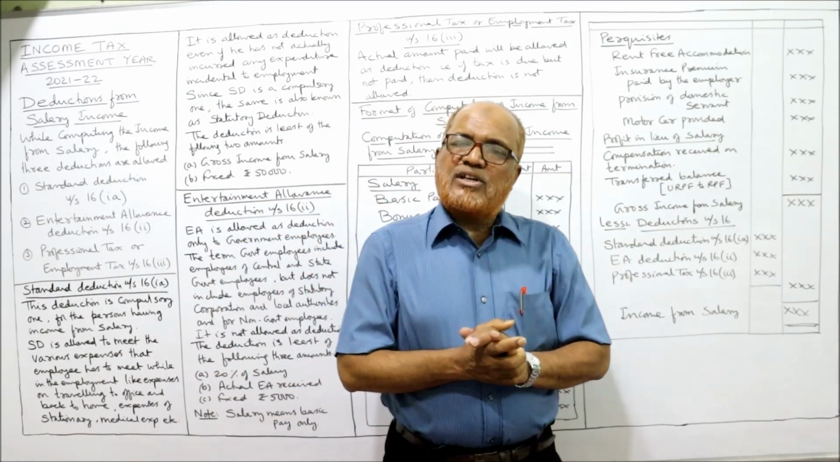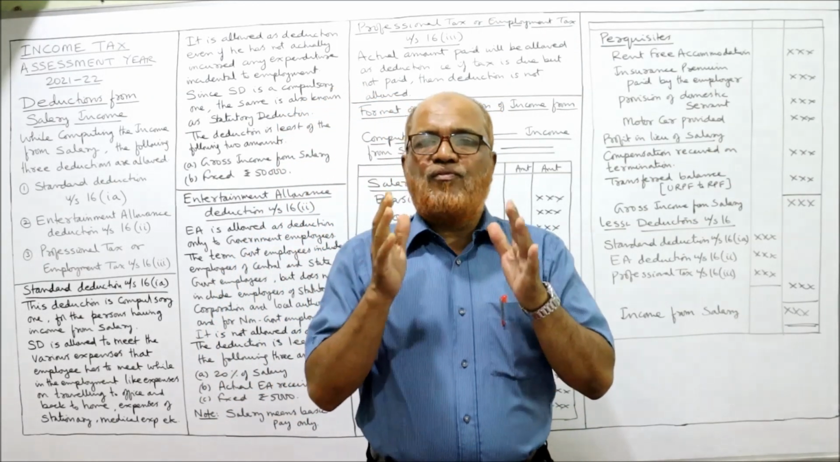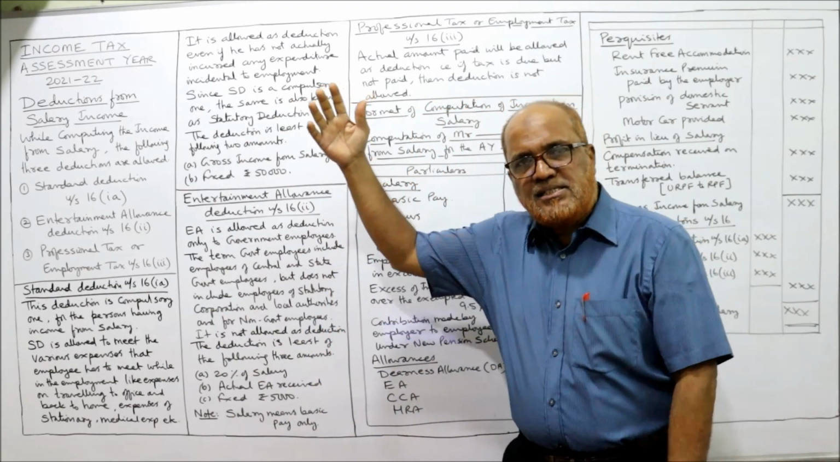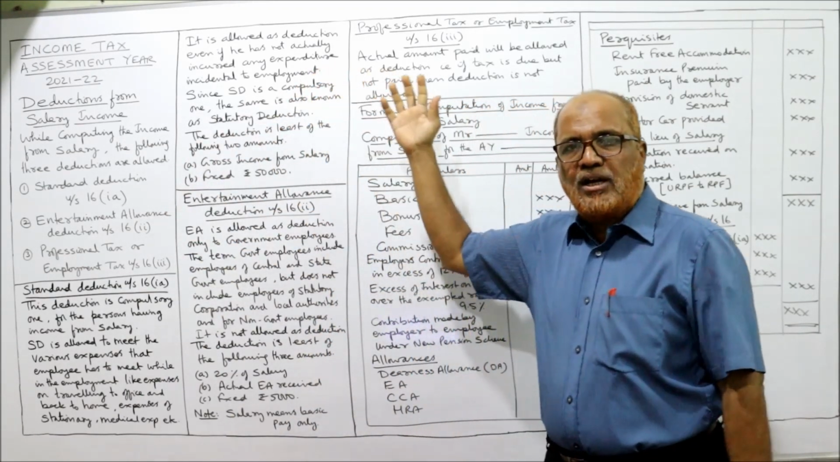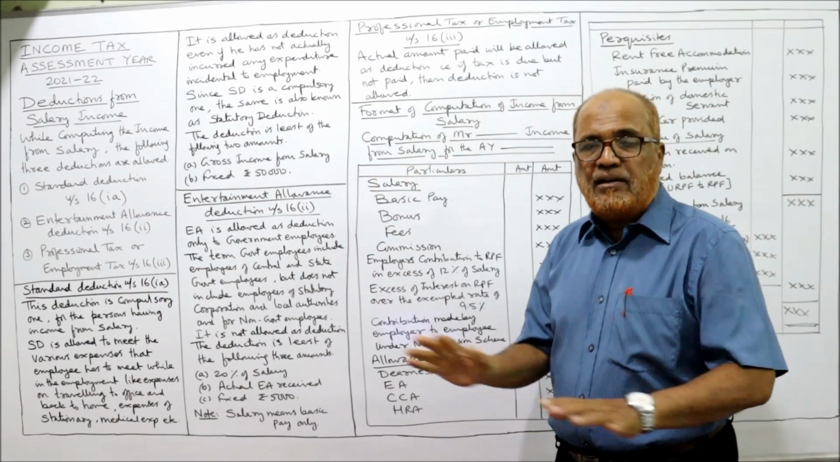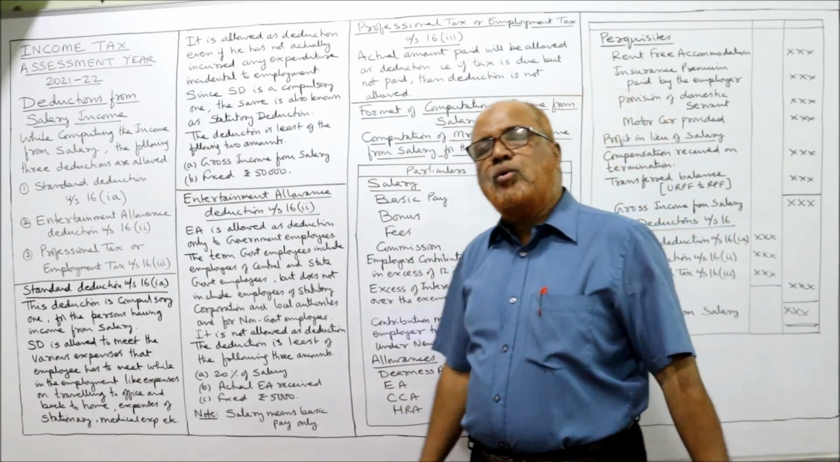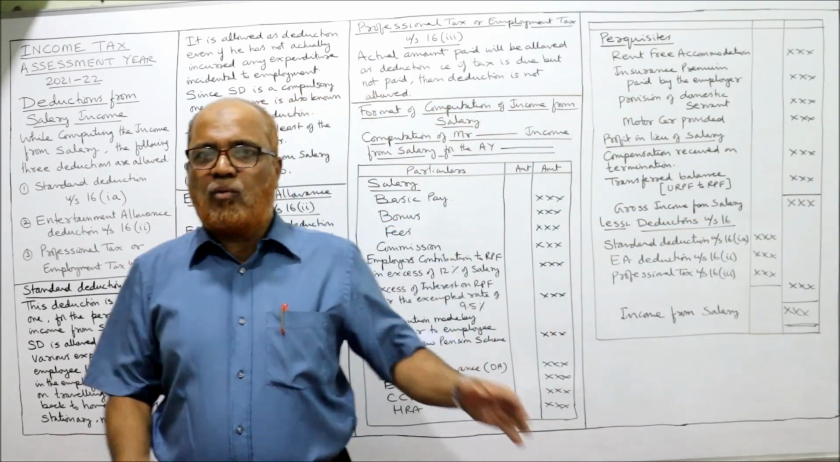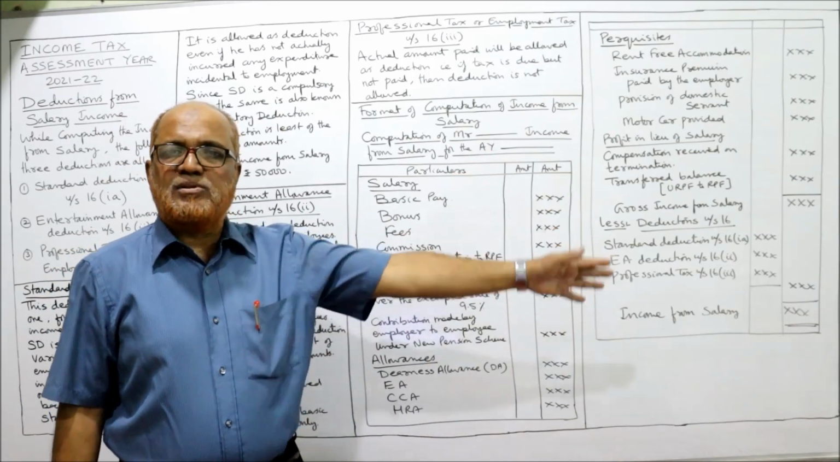So in this video, I have explained the deductions from gross income from salary, that is standard deduction, EA deduction, and professional tax. I have explained in detail. Then the format, how to compute the income from salary. This is the format I have explained.